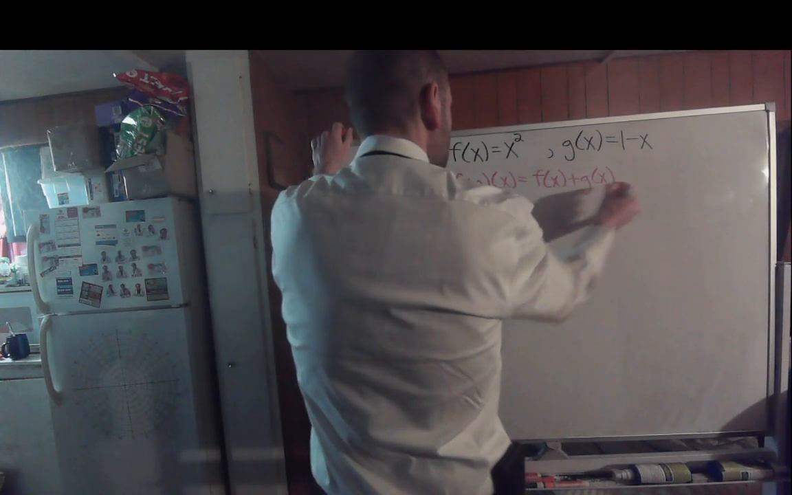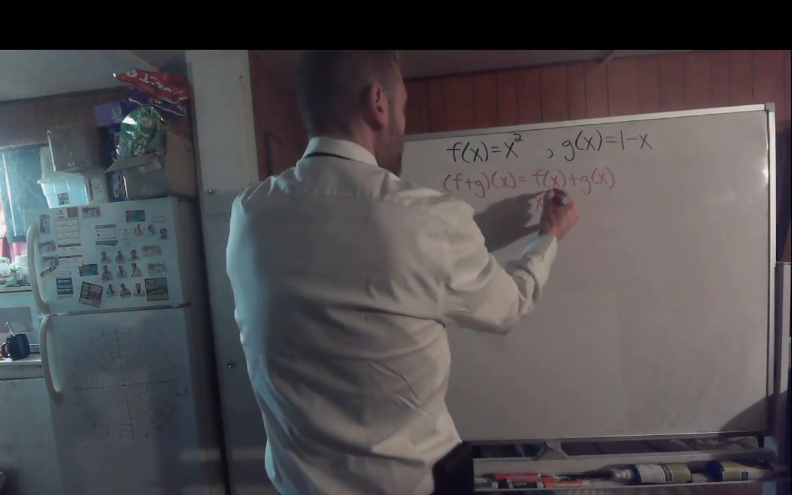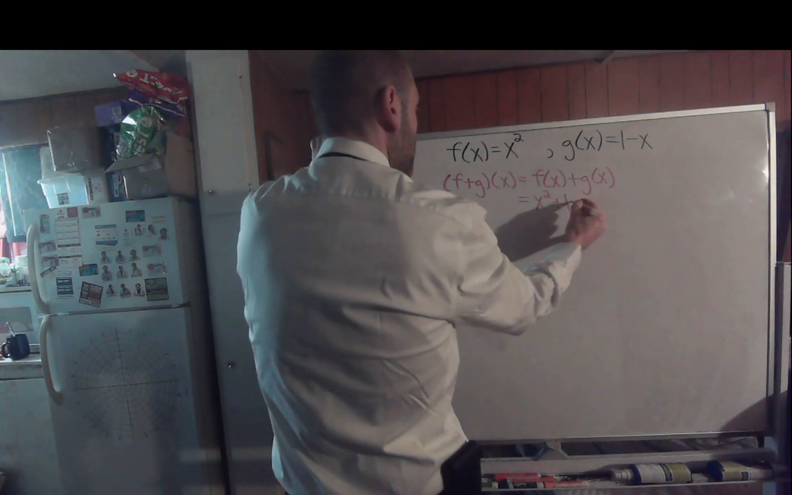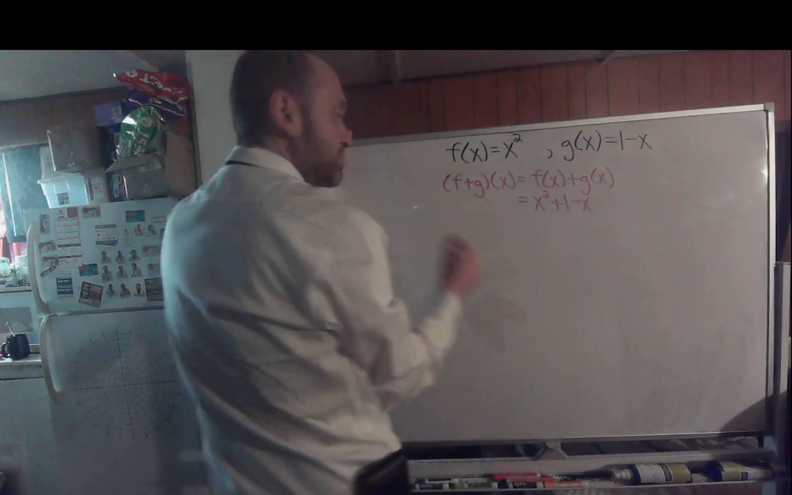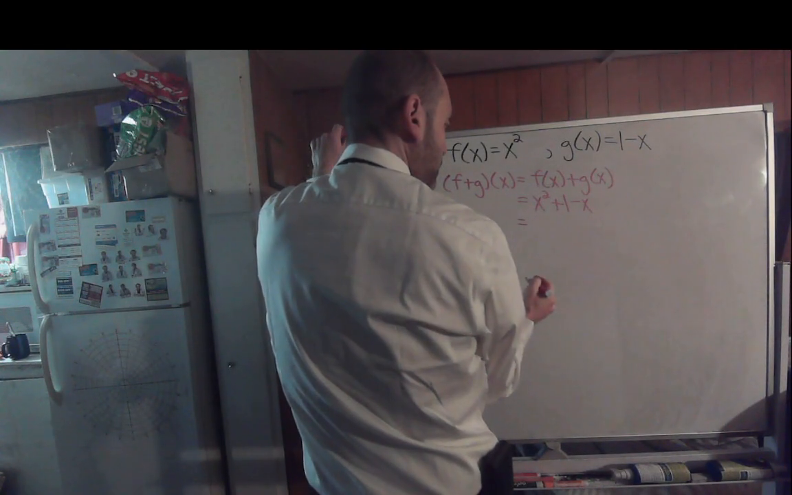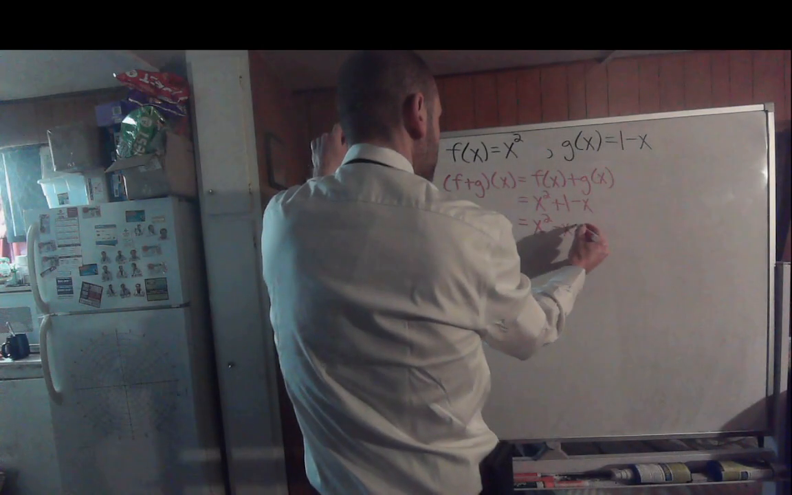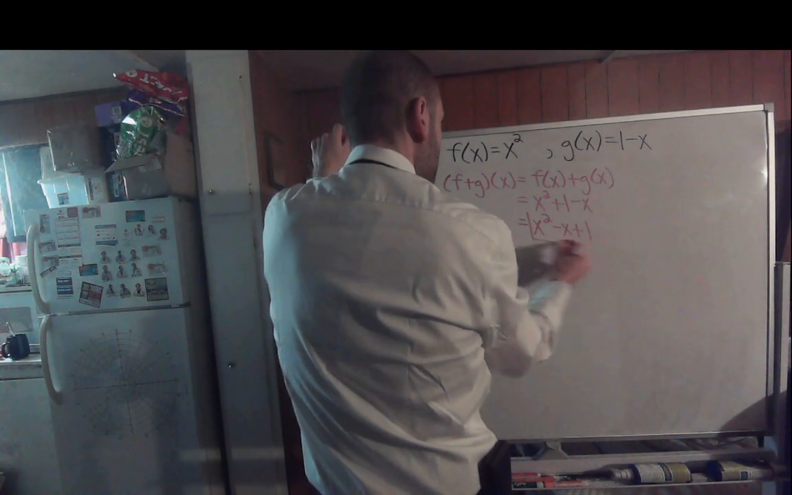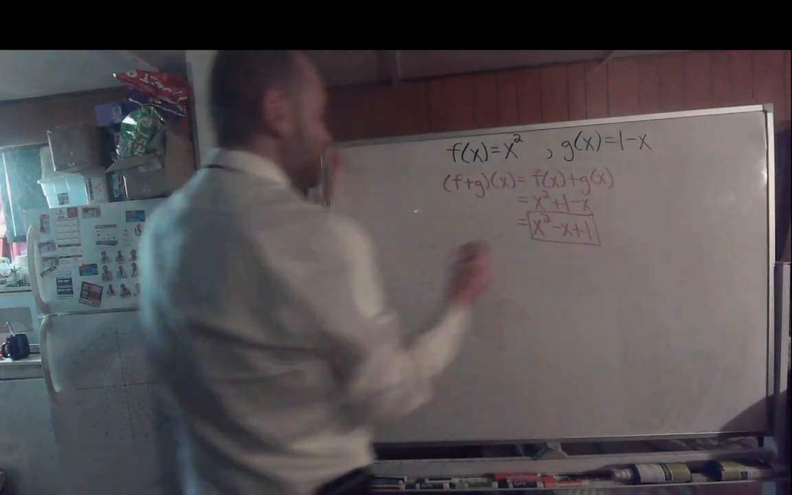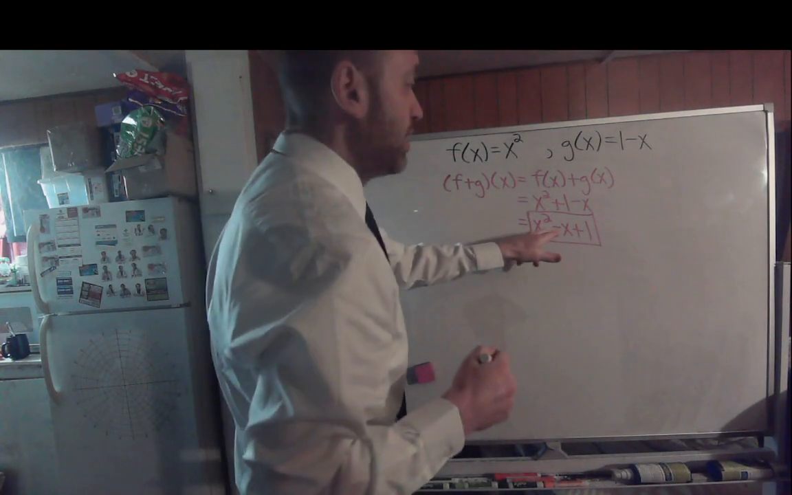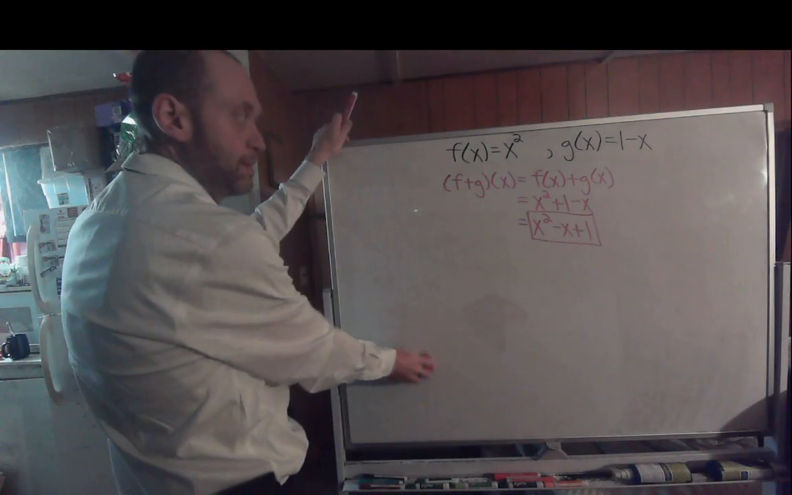So that would equal x squared plus 1 minus x, and if we write this properly in descending order, it would be x squared minus x plus 1. So f plus g of x would equal x squared minus x plus 1.